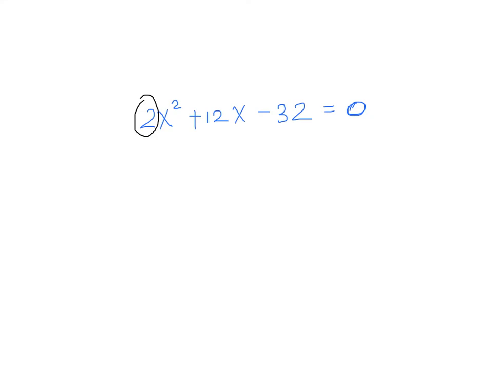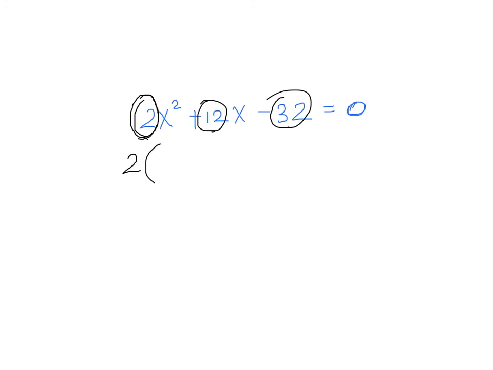First, the first thing you always want to check when you have a number in front of your x squared is if there's a common factor, meaning, is there a number that can go into all of our values a, b, and c? In this case, we do have a common factor to 2, 12, and negative 32, and that value is 2. So we can actually take out that common factor.